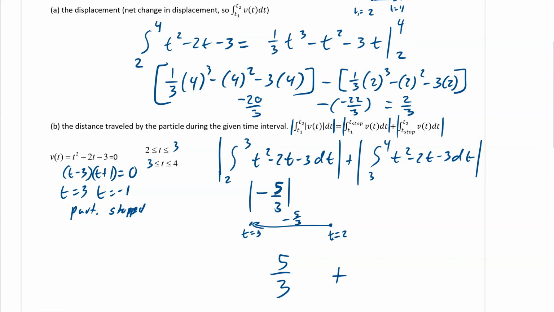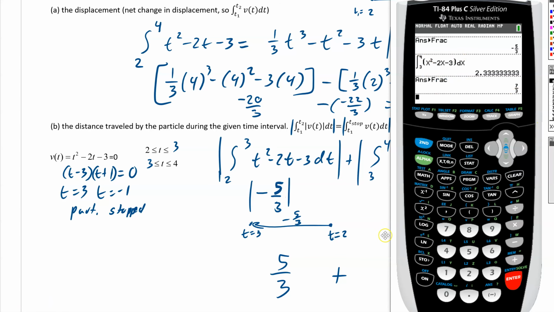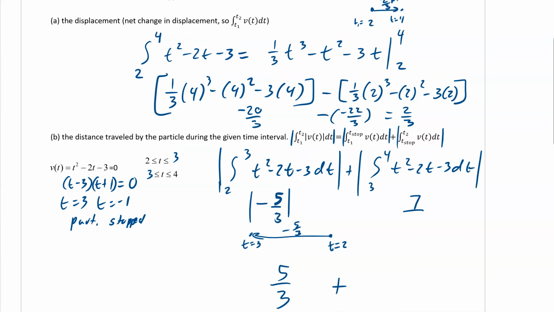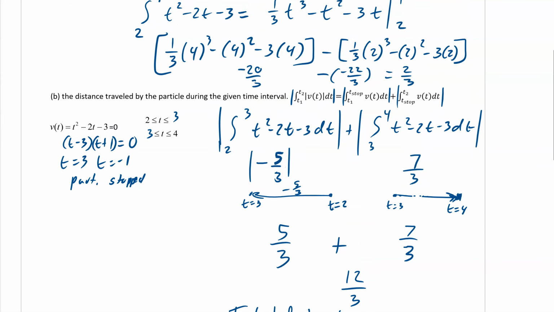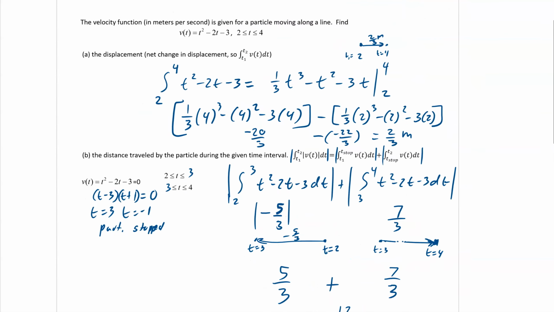Now we look at the next one. So with that integral, we get 7/3, which means our particle from t equals 3 to t equals 4, right, from here to here, it went 7/3 in that direction, to the right, because it's positive. So putting this together, we did 7/3 and 5/3 for a total of 12/3, which is 4. So the total distance traveled was 4 meters, and up here it's 2/3 meters was its net displacement.